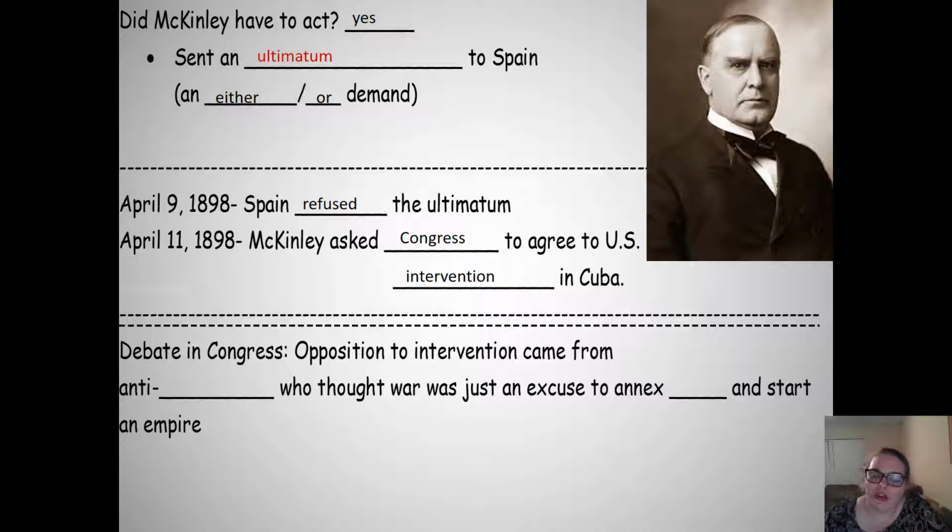Now, there's going to be a huge debate in Congress over this, because the people who were anti-expansionists, the people who were anti-imperialists, those anti-expansionists, they think that this war would just be an excuse to annex Cuba. They think that America would just use this as an excuse to go and grab a colony, and then nobody else would be able to stop us.